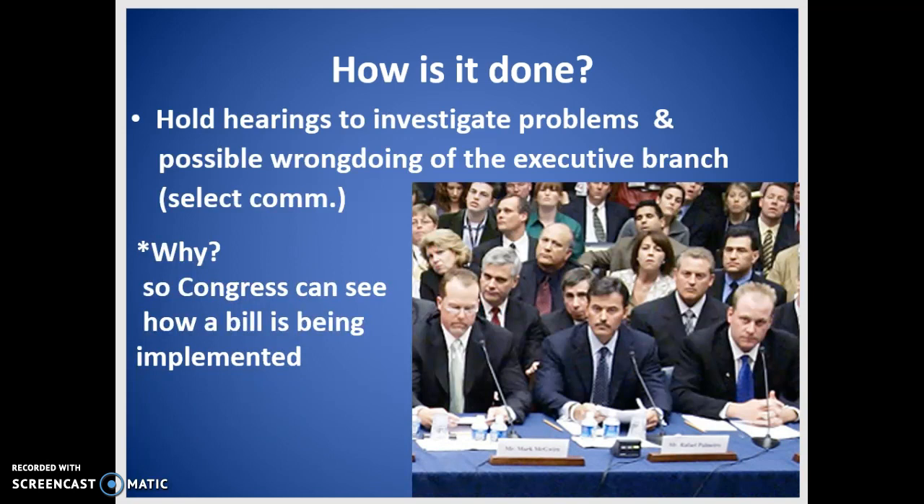How is it done? They hold hearings to investigate problems and possible wrongdoing of the executive branch. And they do this so they can see how a bill is being implemented. Now, the picture there is of baseball players. This was during the steroid era when, for some reason, Congress was getting involved in baseball, and all those guys were called in. You have the same rights as regular trial. A lot of those guys pleaded the fifth when they were asked questions about their steroid use. Oversight is an investigation, and they were investigating into the use of steroids in baseball. But that's what oversight is.